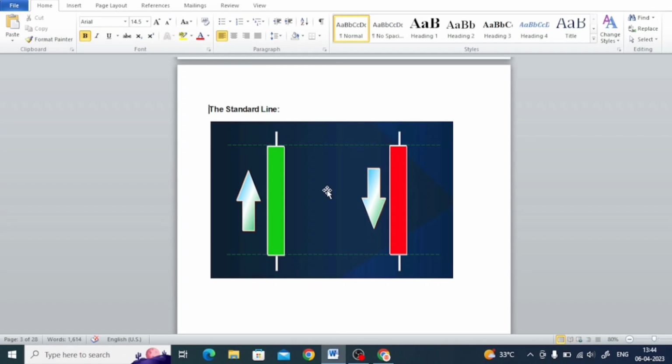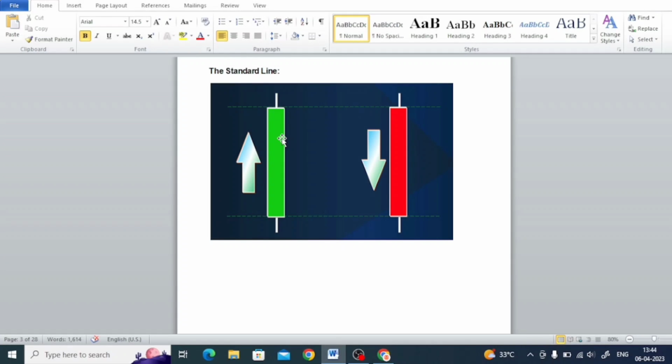Standard line. What is meant by standard line? The standard line has a strong body, a relatively long body compared to a normal candlestick, and relatively small shadows. The standard line quite simply indicates a continuation of the current underlying trend in the direction of the standard line. For example, this is an example of a standard line.